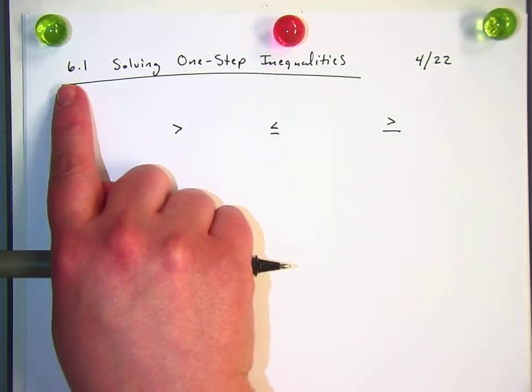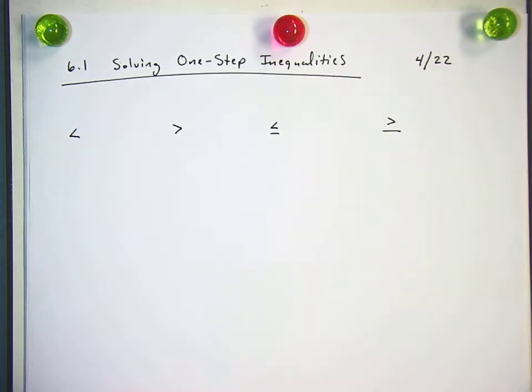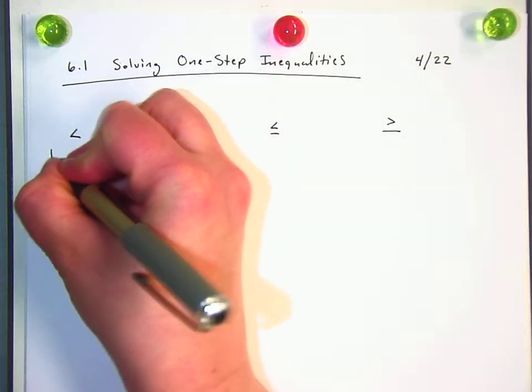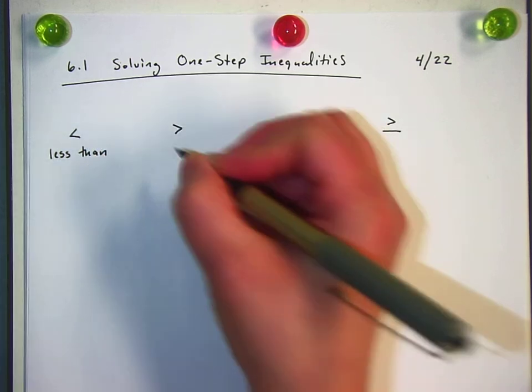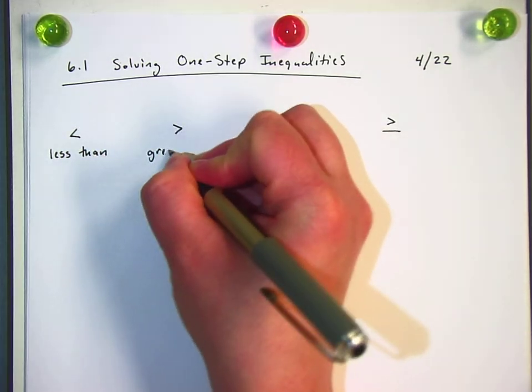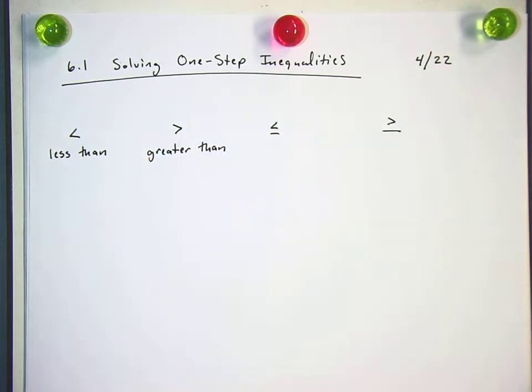So write down your notes. 6.1, solving one-step inequalities. Today is 4/22. Make sure that you are, and hopefully you already have been, super kind to the sub. It's going to be a tough day for me, so I really don't want to come back to bad news.